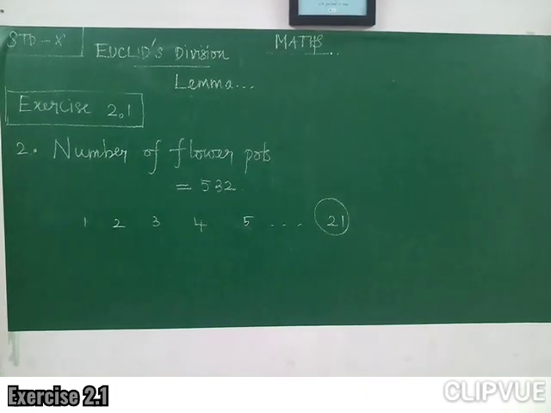So the total number of flower pots is 532. He wants to arrange them in rows, where a row contains 21 flower pots. So how many rows can be arranged? Here we are going to divide 532 by 21. You know that the number cannot divide perfectly. That means 21 is not a factor of 532. So now we are going to divide.